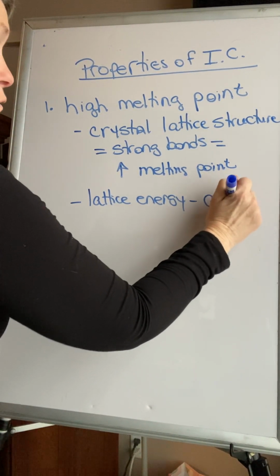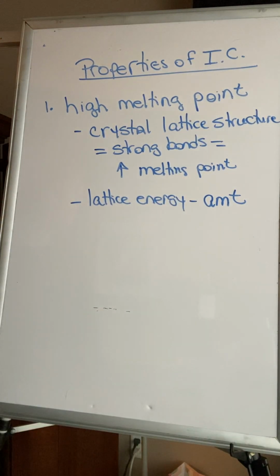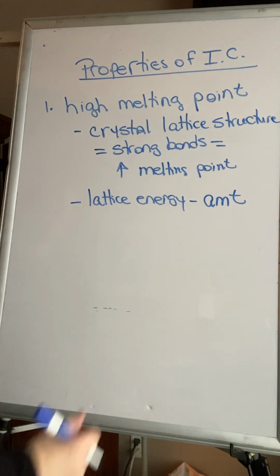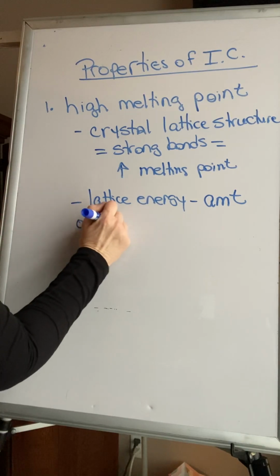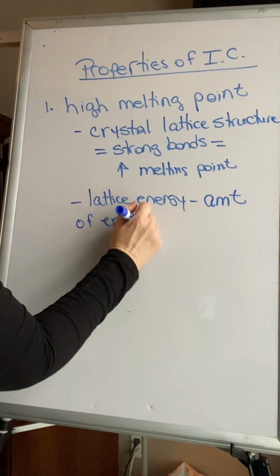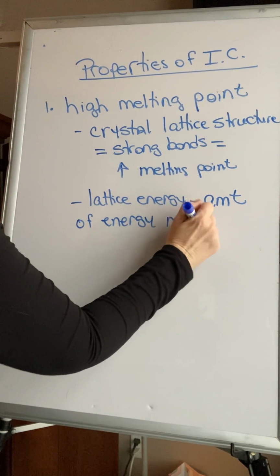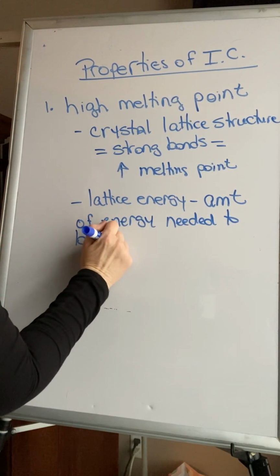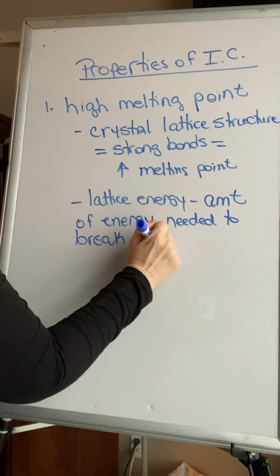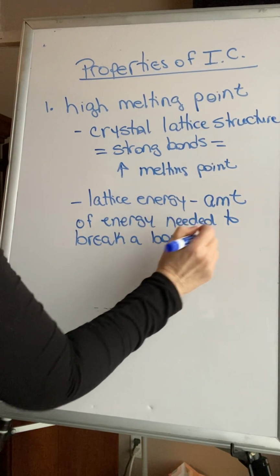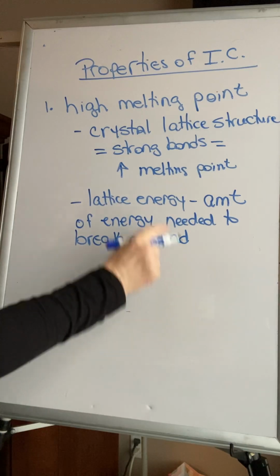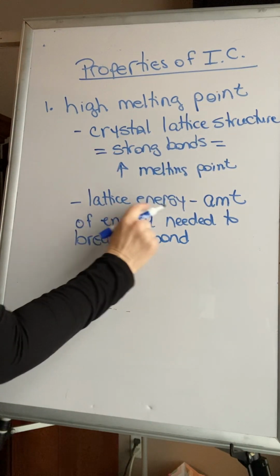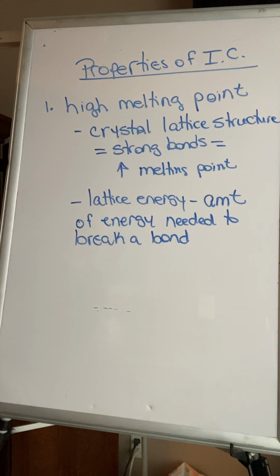And I'm going to shorten this amount to AMT. If you're not going to remember that, write the whole word, please. Amount of energy needed to break a bond. Okay, now this is going to be to break a bond in this crystal lattice structure, okay? So just kind of keep that in mind. It's the lattice energy. How much energy does it take to break a bond in this crystal lattice structure?